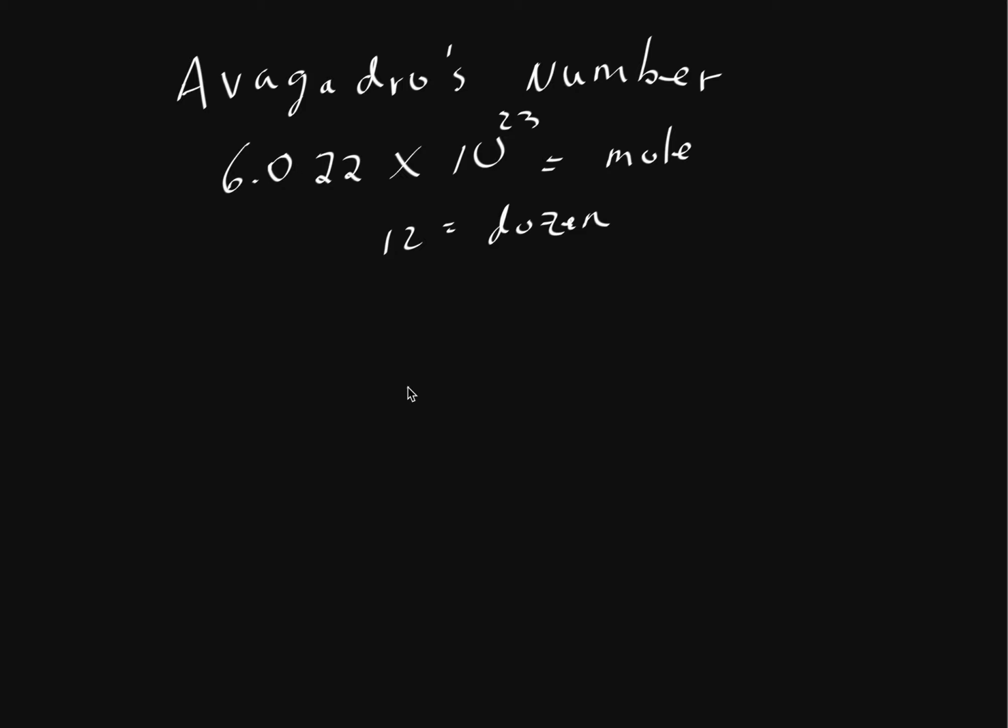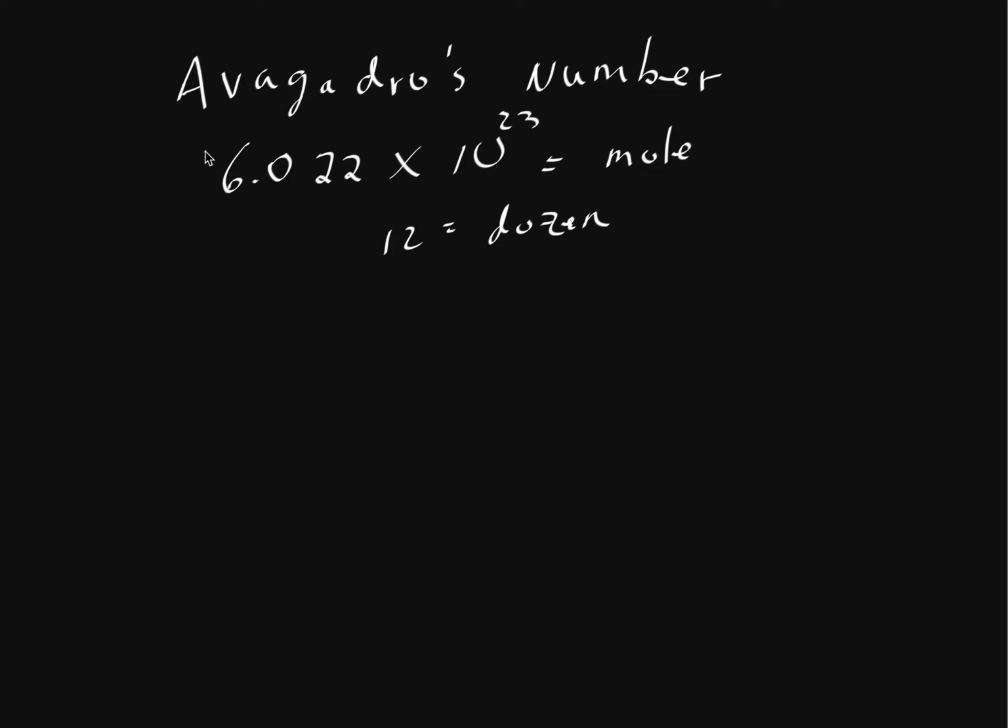And you can have a dozen eggs, a dozen donuts, a dozen atoms. The same kind of thing. You can have a mole of eggs. It would take you a very long time to eat those eggs. But you can have a mole of anything. So a mole of something just means that you have this very large number, 6.022 times 10 to the 23.